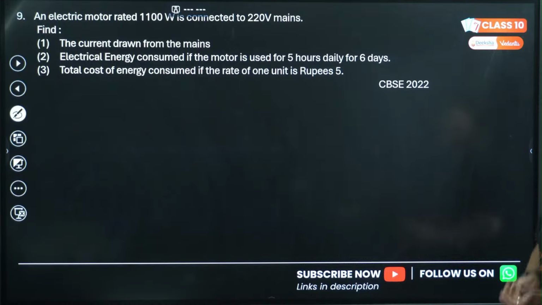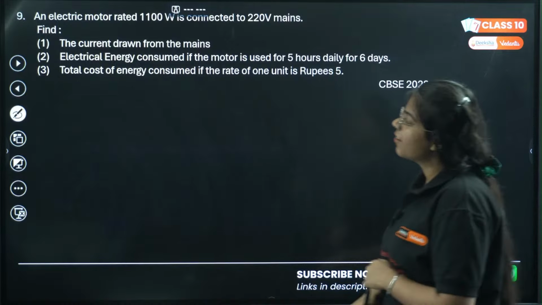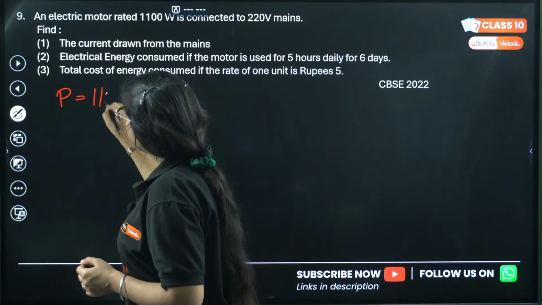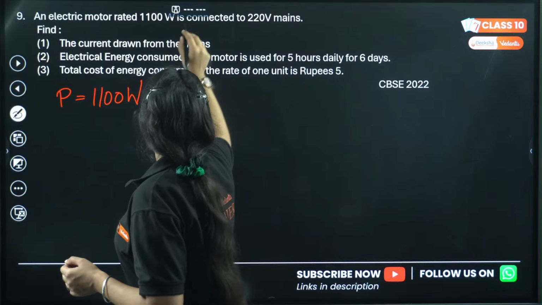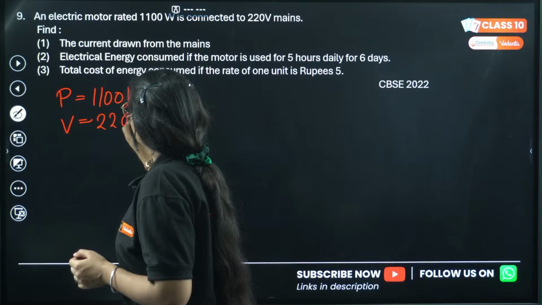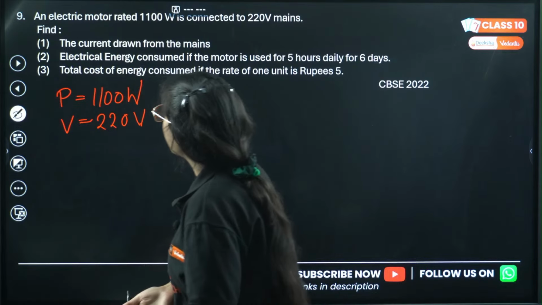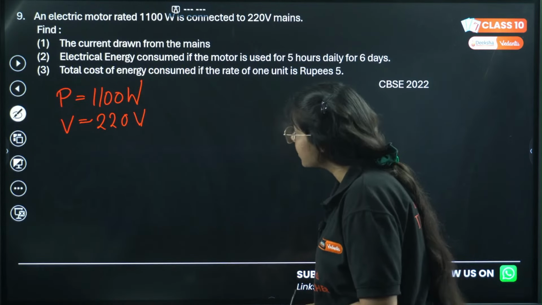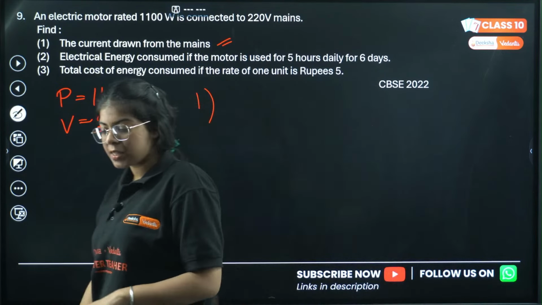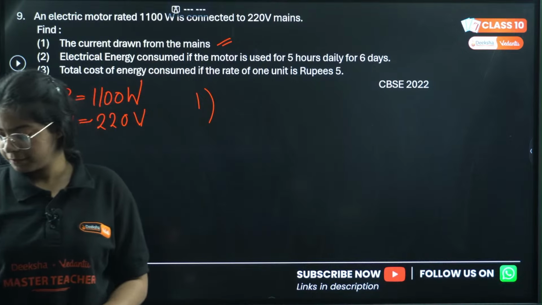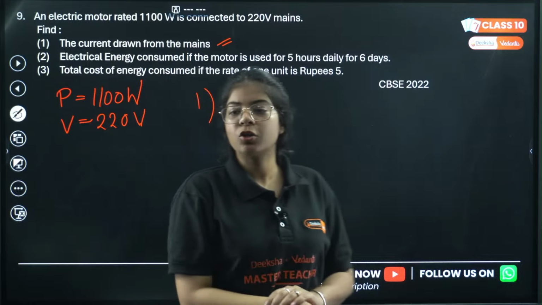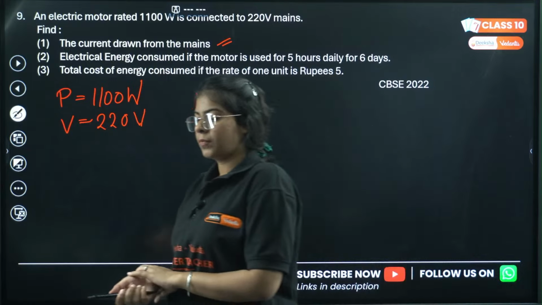An electric motor rated 1100 watt is connected to 220 volt mains. We need to find the current drawn from the mains. Let's calculate the first part first. Can you give me the answer to the first part? What will be the current drawn from the mains?